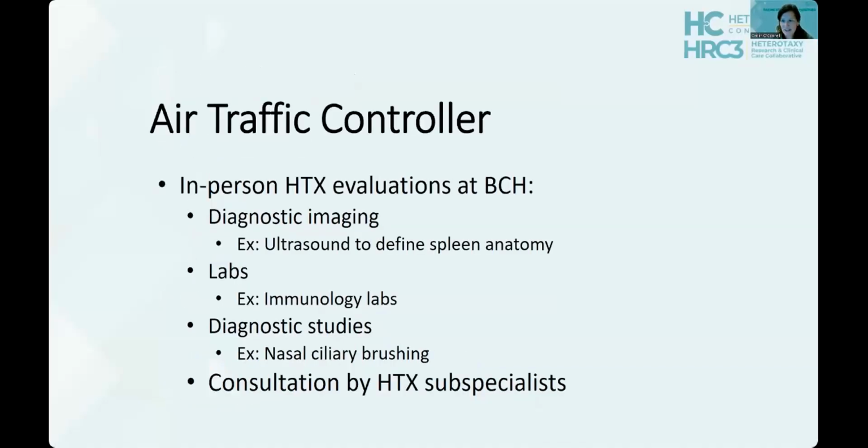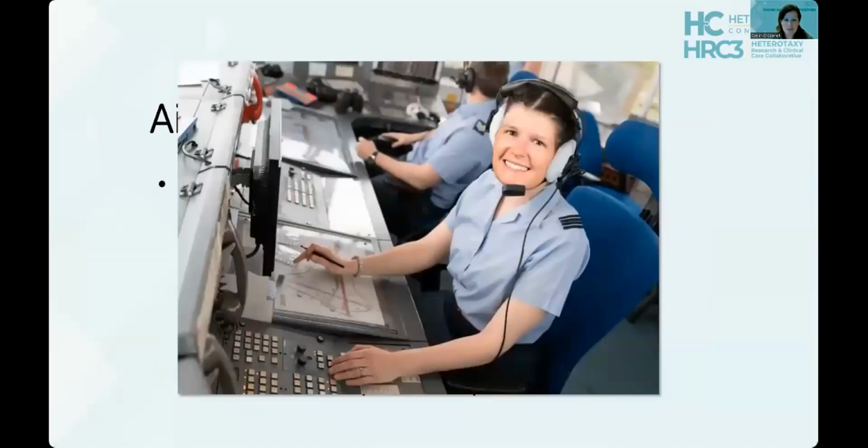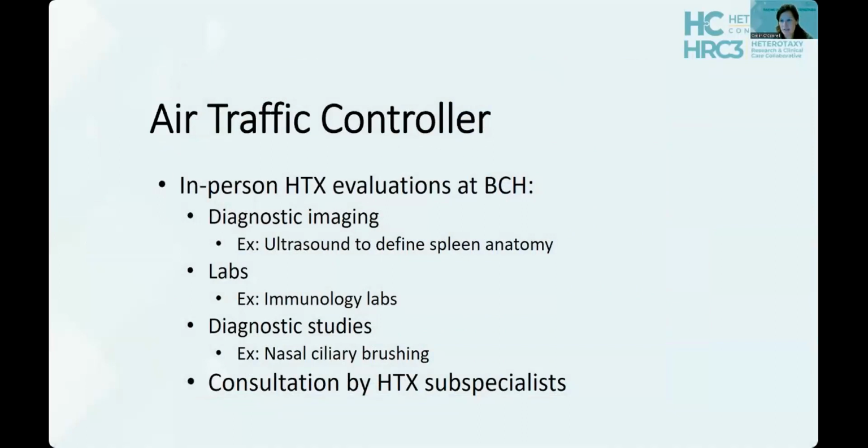The air traffic controller hat comes into play for those children and families who are coming to Boston Children's and we're able to do in-person evaluation. So the majority of these children are coming for cardiac catheterization and for cardiac surgical interventions. And we work to integrate their heterotaxy workups into the care that they are already receiving.